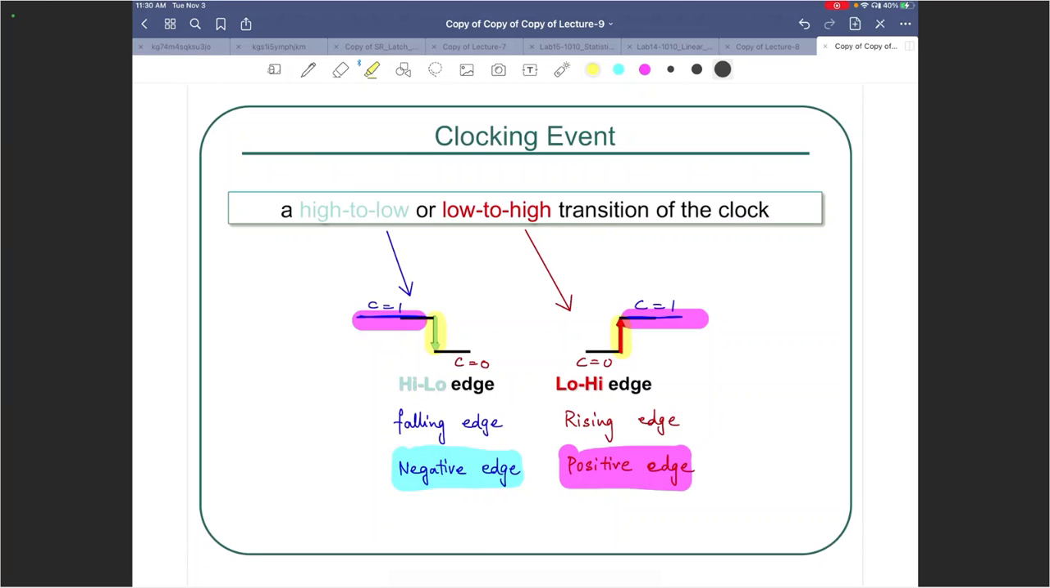All right, everybody okay with the terminology here? Low to high, falling edge, rising edge, positive edge, negative edge. I assume that you guys have seen some of this in other courses, but we will be talking a lot about clocks and their edges in the context of flip-flops.